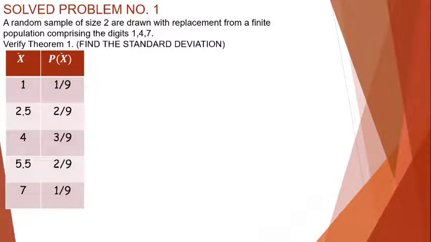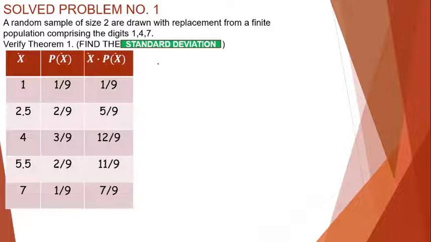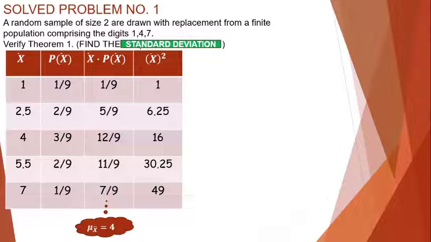Second one, diretsahan na tayo sa standard deviation. Hindi natin hahanapin yung variance. Hahanapin pa rin naman natin yung variance, but diretso na tayo sa standard deviation. So, minultiply natin. Your mean is 4. Ngayon, next, ito ay alternative. 1 times 1 is 1. 2.5 squared is equal to 6.25. 4 times 4 is equal to 16. 5.5 times 5.5 is equal to 30.25. 7 times 7 is 49.